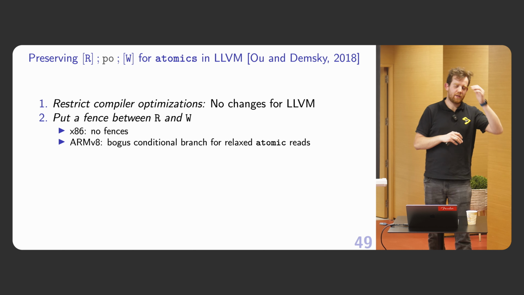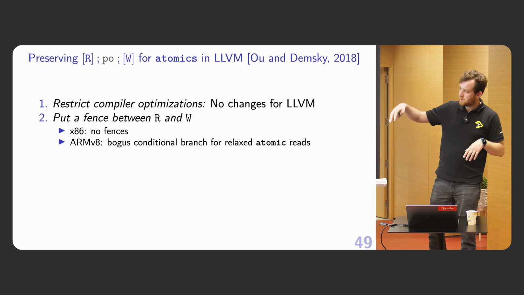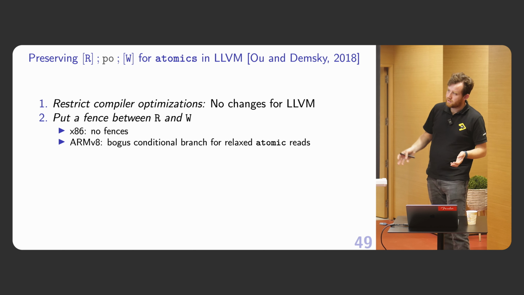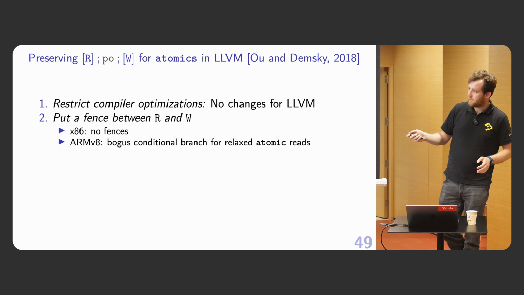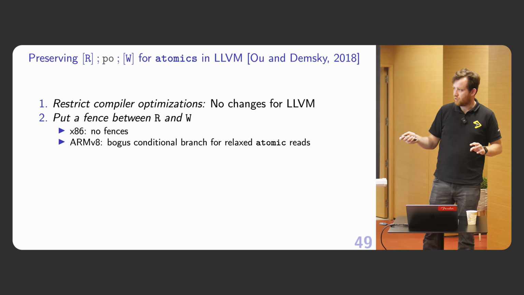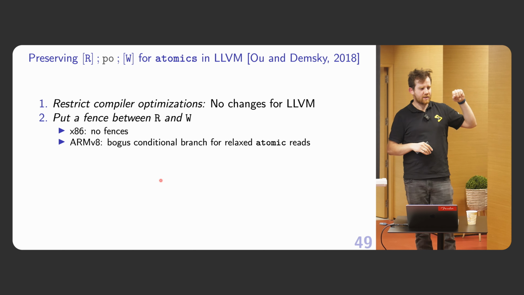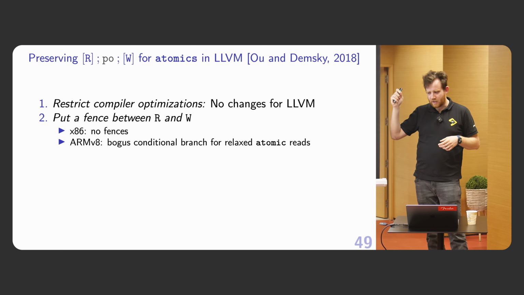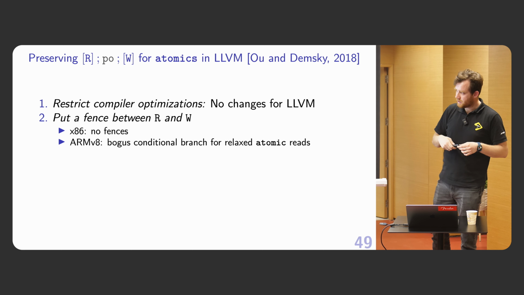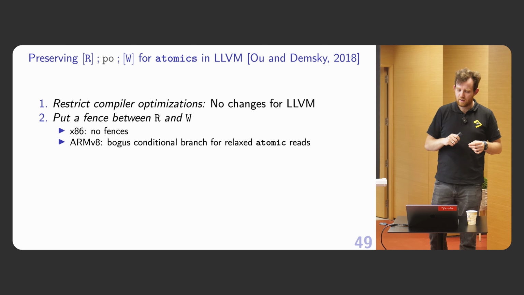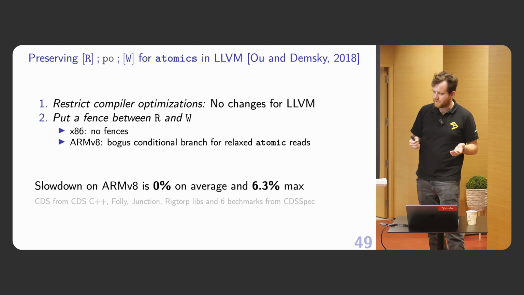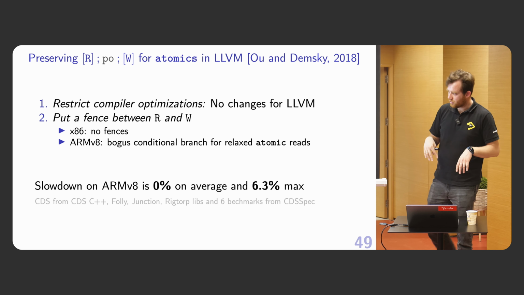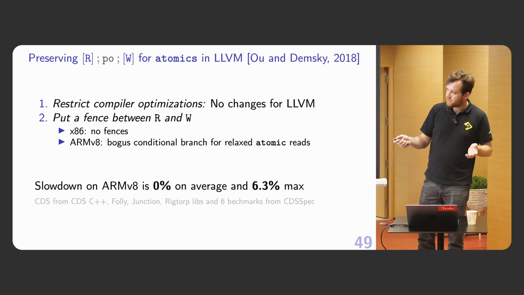For example, in ARM there is a lightweight fence which is specifically designed to forbid these orderings, but interestingly enough, they showed that it's better to just introduce a bogus conditional branch between these relaxed accesses, and then you force the order. It obviously forces the order, but it causes fewer performance problems than using the lightweight fence. Then they tested on a number of big programs, and they showed that on x86 there is no price to pay. You don't need to modify LLVM.